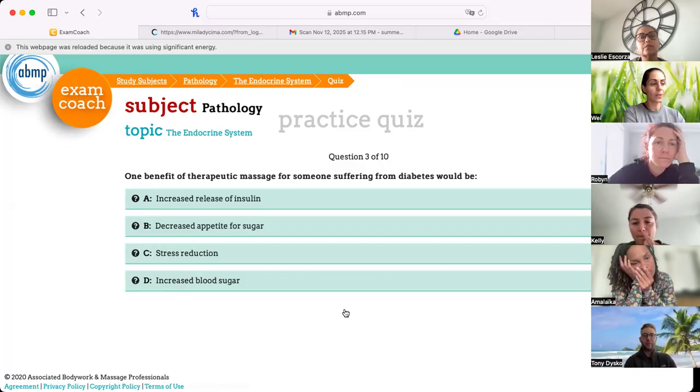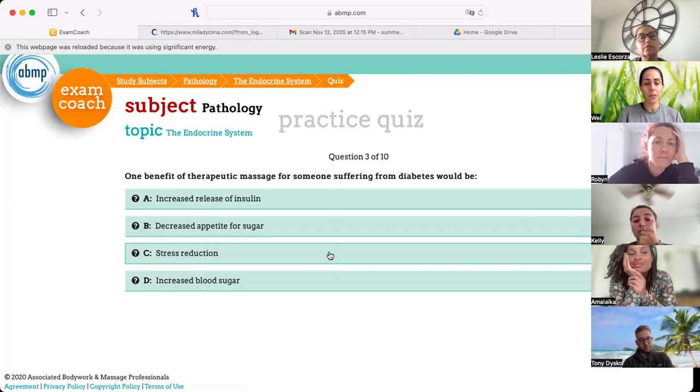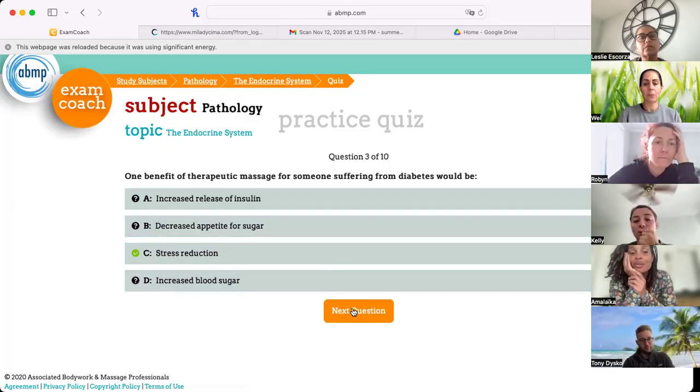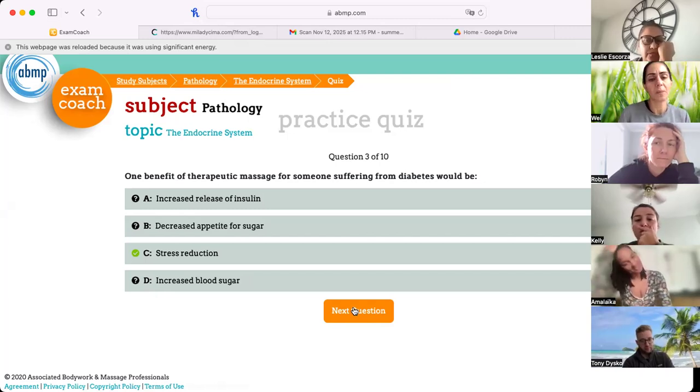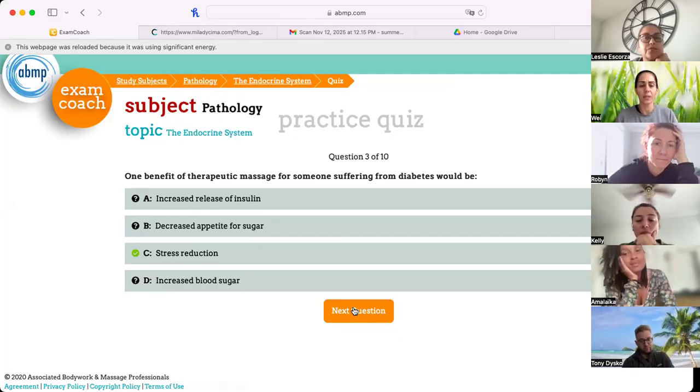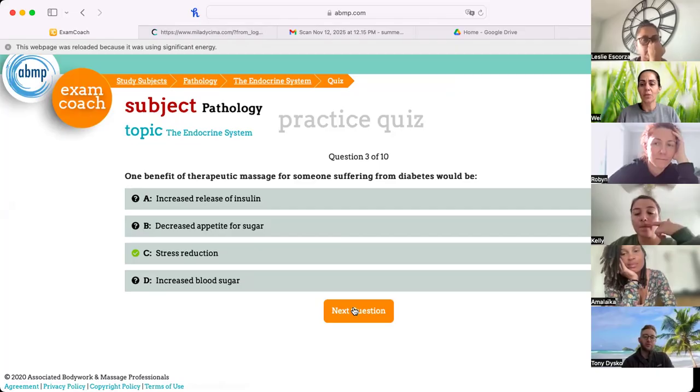Okay, who got this? One benefit of therapeutic massage for someone suffering from diabetes would be? Stress reduction. That's a good answer. Maybe a little boost in circulation, but stress is definitely, anytime you have cut circulation, you're going to build up some sort of stress somehow, somewhere.